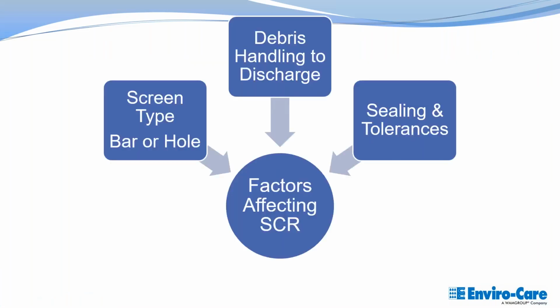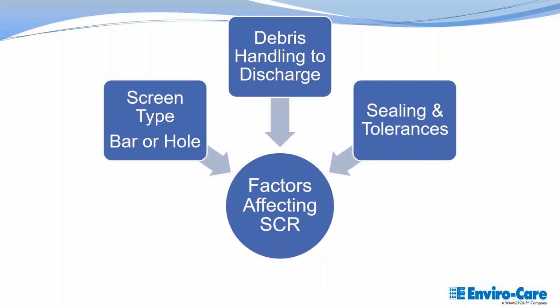Now, there's a lot of different factors that impact your screening's capture rate. First, obviously, is the bar or hole. The screen media makes a big factor. The opening size of the screen media makes a big factor. How is that debris handled? Once you capture the debris, how are you getting it to your container? Is it going to be carried up on a rake? Is it going to be conveyed with an auger? Is there any potential for that material to end up back in the downstream process?